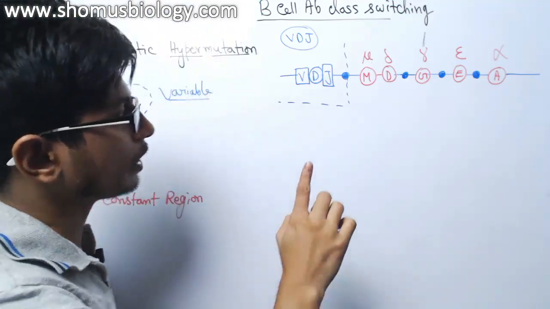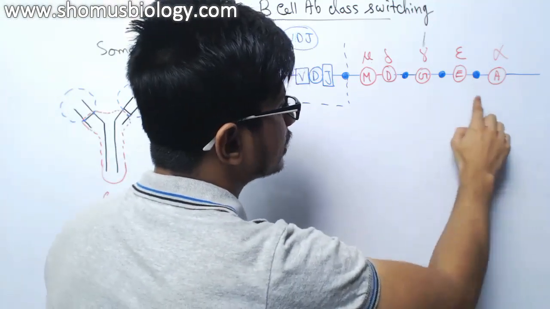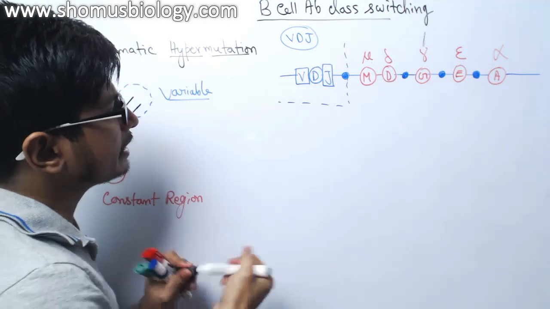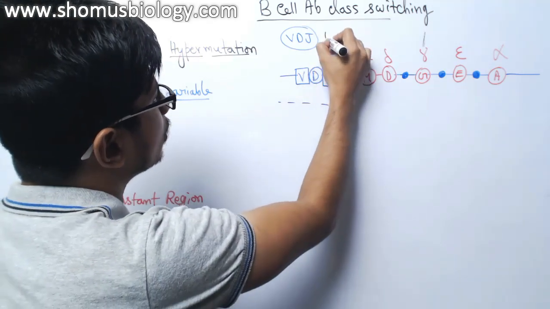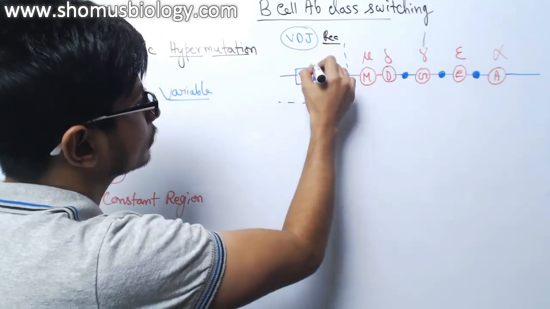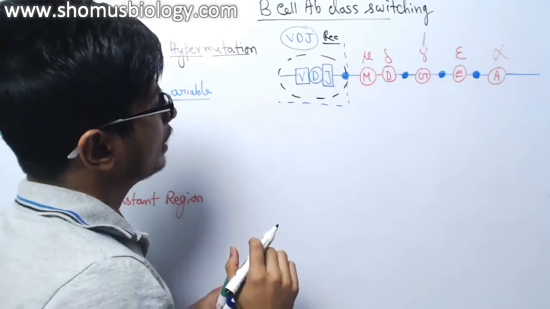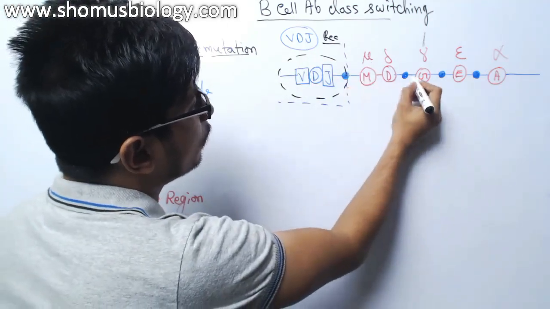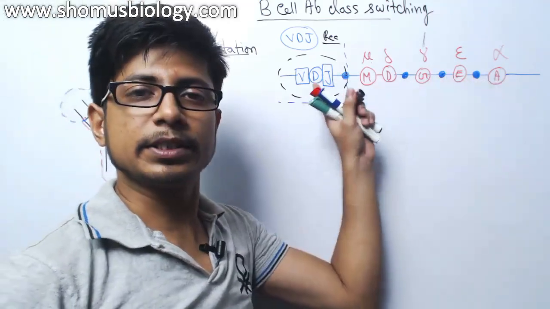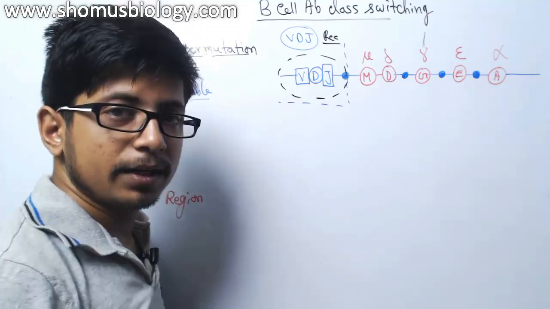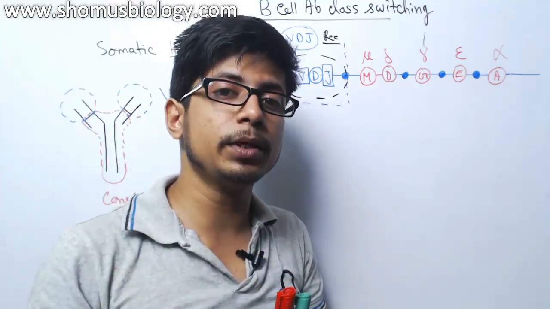But now first we'll talk about this change in the constant region. So what we know is there is an event going through this VDJ recombination in this portion that we will see after this. So that's a thing. And there are four different points I draw here with these dark blue dots.